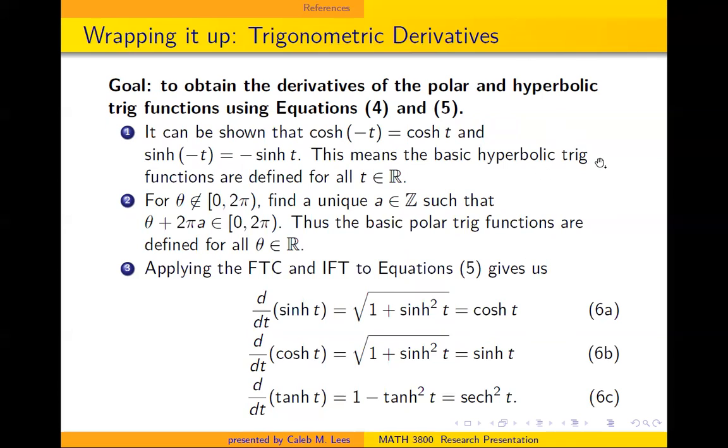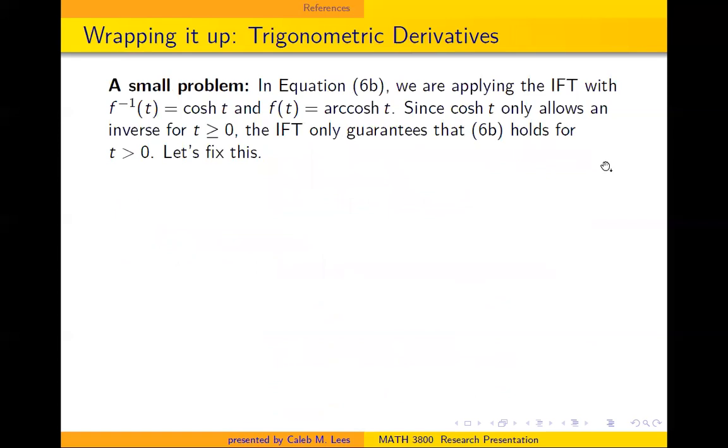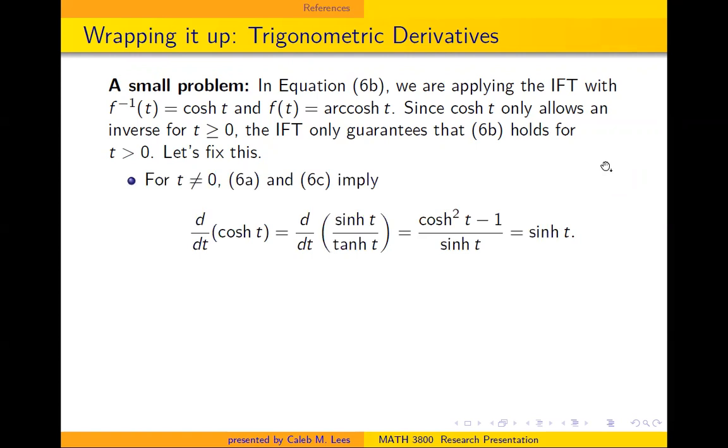There's a slight problem with this, especially with 6b. In equation 6b, we're applying the inverse function theorem with f inverse being cosh t and f of t being the inverse cosh of t. But cosh t is even, which means that it only has an inverse for t greater than or equal to 0. Okay, so the inverse function theorem only guarantees that the derivative of cosh is sinh for t greater than 0. Okay, so let's fix this. We want it to be defined for all t. Well, it turns out if t is not equal to 0, 6a and 6c imply that the derivative of cosh is the derivative of sinh, right?